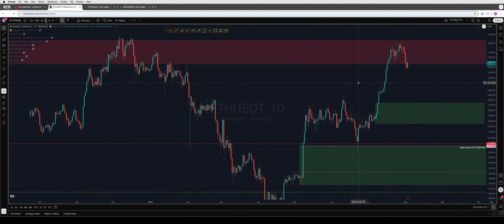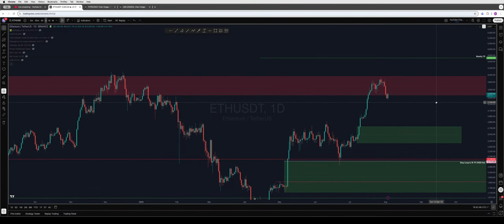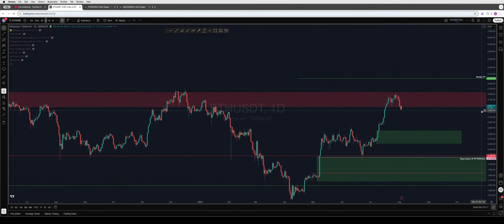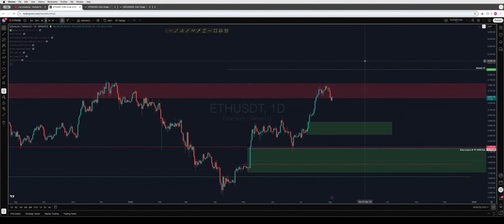ETH, obviously, we hit our main TP, but not our weekly TP. So ETH looks fine. This is a resistance. I would love for ETH to just chop around resistance and just make everyone bearish and then just take off, right? And see what kind of happens then. Obviously, it's going to all depend on Bitcoin, but Ethereum still looks fine.